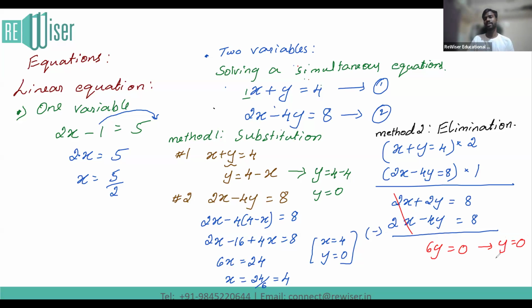Now, once we get the value of y, we can substitute this in any one of the equations to get the value of x. I'm going to put it in the first equation. It's going to be x plus, if I put y to be 0, x plus 0 equals 4. That will give us the value of x to be 4. And this is the same answer that we got even when we solved the same question using the method of substitution. And this is what is meant by solving a simultaneous equation.